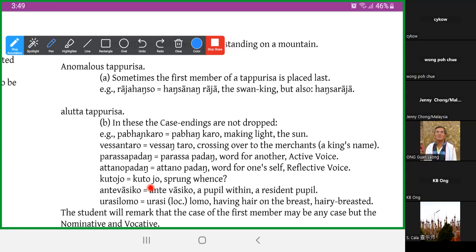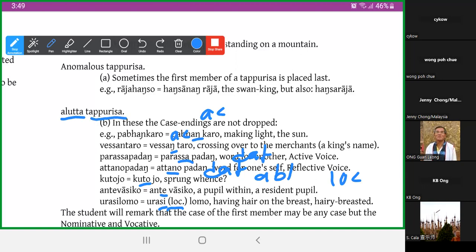So we can see this is an accusative case. This one is the dative, yeah. This one should be the ablative. Ante. Okay, what is the case here? Locative. Yeah, locative, right. So urasi, what's the case here? Yeah, it's a locative here, all right? So you can see here, the case here is not dropped. So this is called aluta tappurisa.